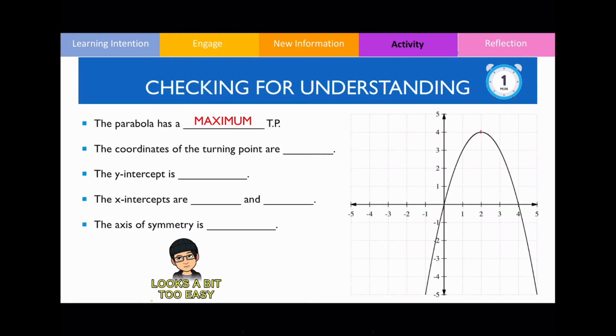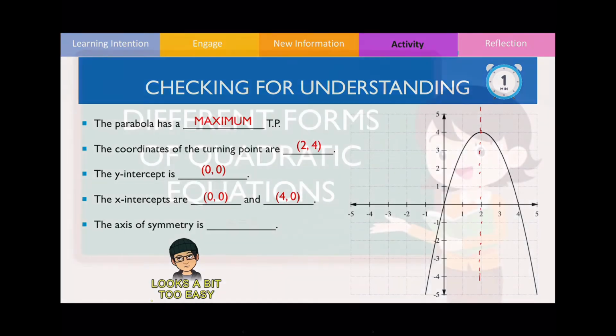The coordinates of a turning point in this case over here is going to be 2, 4. The y-intercept value is going to be the origin, which is 0, 0. Your x-intercept for this particular parabola is going to be 0, 0, so at the origin, as well as 4, 0. And lastly, your axis of symmetry always cuts through the middle of your turning points. Hence, it's going to be when x is equal to 2.